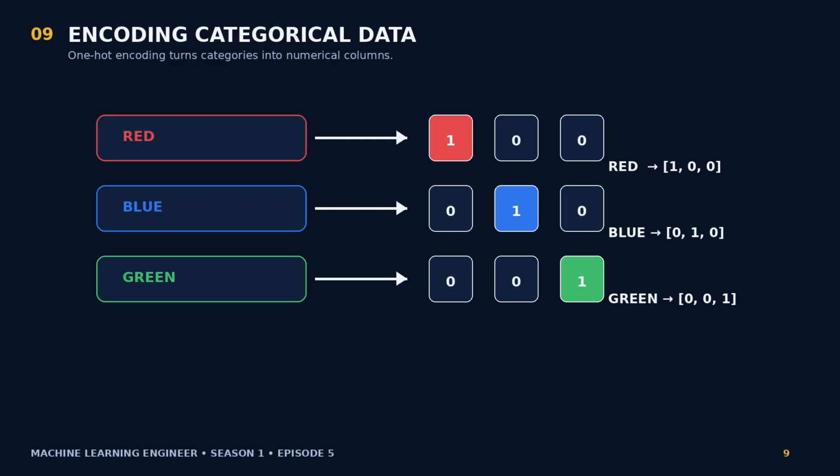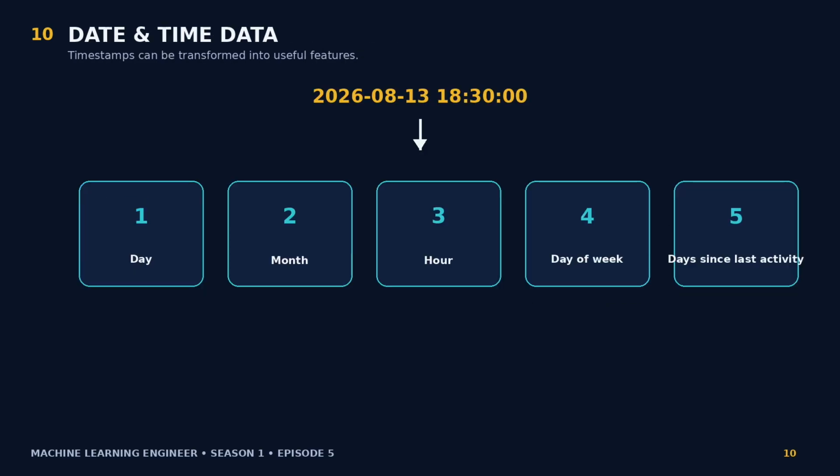One common approach is one hot encoding. Suppose our feature is color and it can be red, blue, or green. We can create separate binary columns for each category. Red becomes 100, blue becomes 010, green becomes 001. This allows the model to work with categorical information numerically without implying that one category is naturally larger than the other.